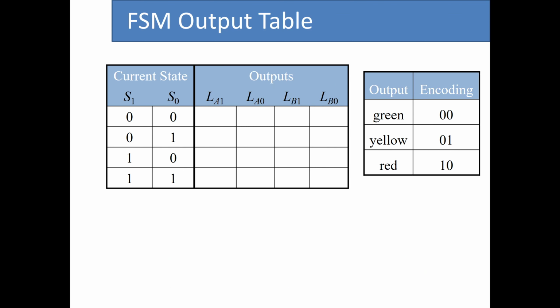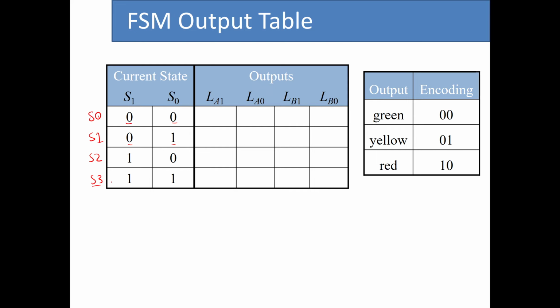So for the output logic, we basically follow the same procedure as the next state logic. Since we already came up with the encoding, we use that encoding. So anywhere we have S0, we use 0, 0. Anywhere we have S1, we use 0, 1. Anywhere we have S2, we use 1, 0. And anywhere we have S3, we use 1, 1.